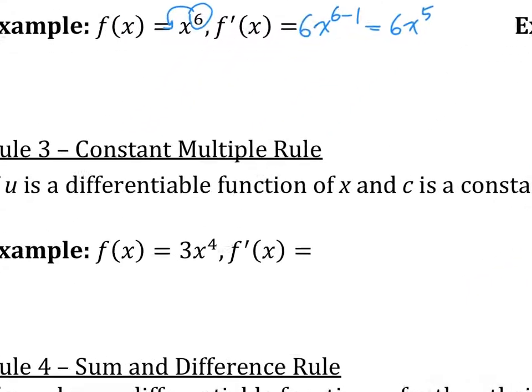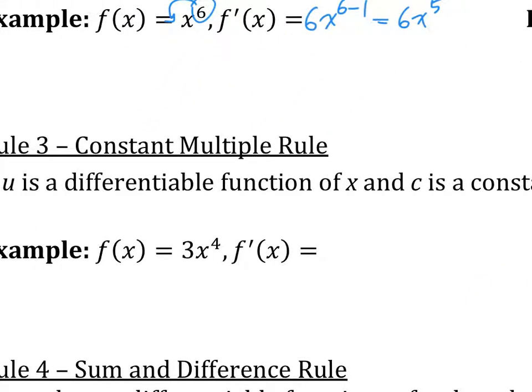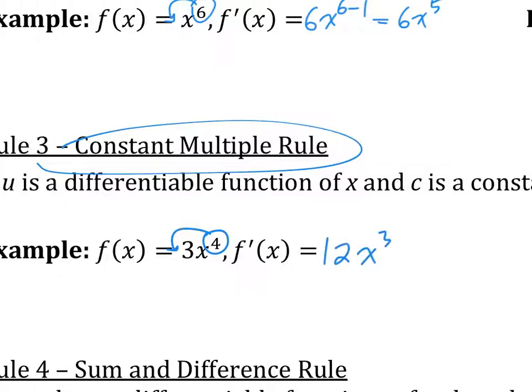The next rule is kind of the combination of the two rules. If you take 3x to the 4th and you are taking the derivative, this is the constant multiple, meaning you have a constant in front of a monomial. You take the power, put it in the front, multiply together, and subtract the power by 1. So everybody, what will this become? 12x to the 3rd. Yes, 12x to the 3rd.